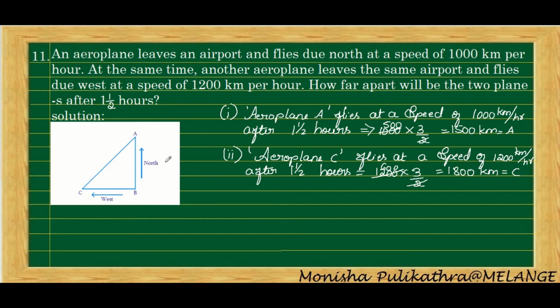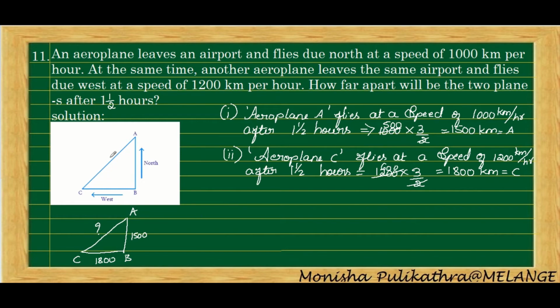So one is 1500 and another one is 1800. Now we need to find out the distance. If the aeroplane reaches here at 1500, we will draw the diagram here. So A, B, C. Aeroplane A has traveled 1500 kilometers and here it has traveled 1800 kilometers. We need to find at what distance both the aeroplanes are after 1.5 hours.